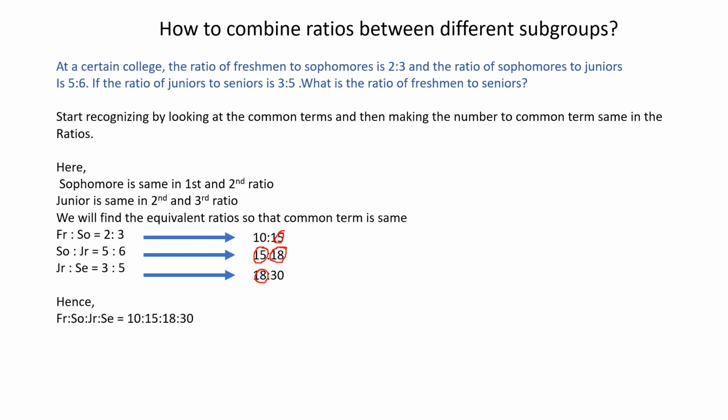So freshmen to sophomores to juniors to seniors is 10:15:18:30. So freshmen to seniors is 10:30, which equals 1:3.